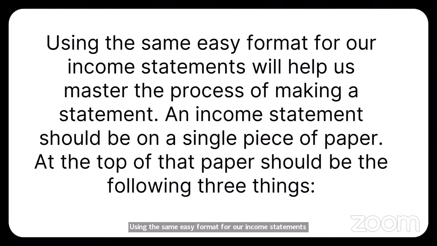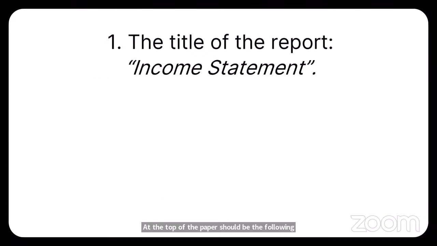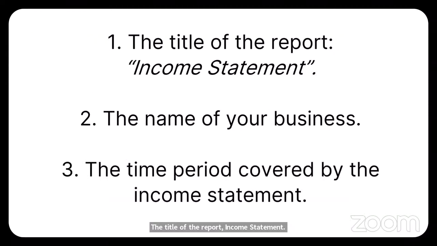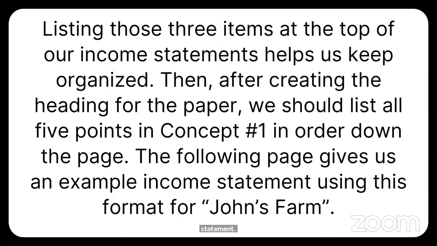An income statement should be on a single piece of paper. At the top of the paper should be the following 3 things. Number 1, the title of the report, income statement. Number 2, the name of your business. And number 3, the time period covered by the income statement. Listing those 3 items at the top of our income statements helps us keep organized.